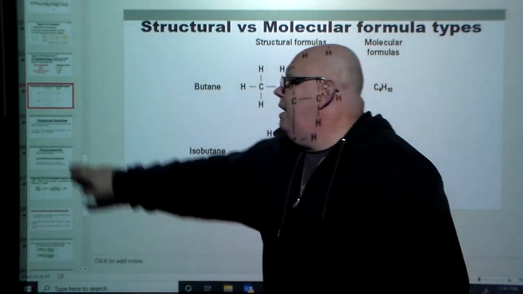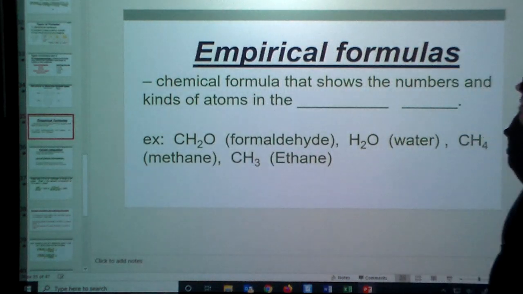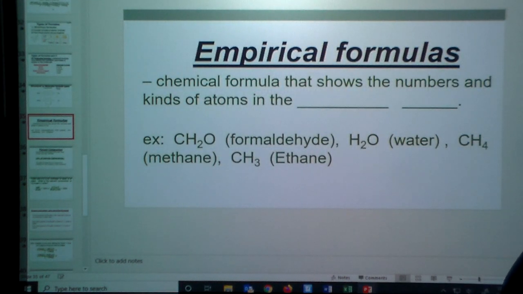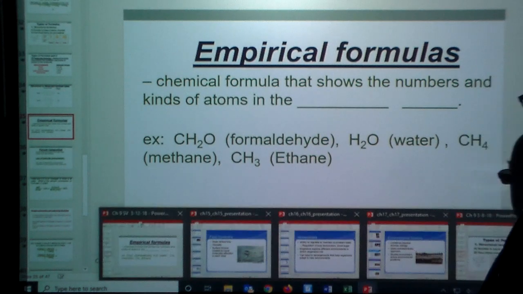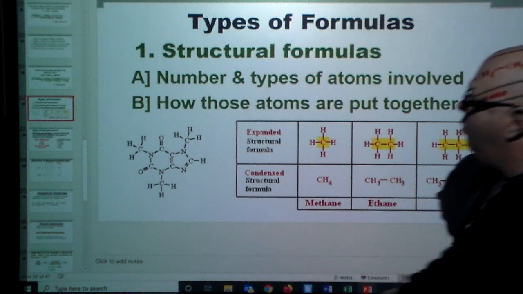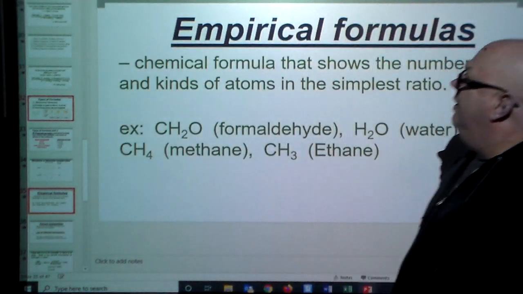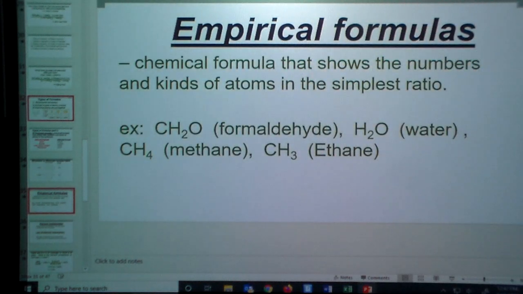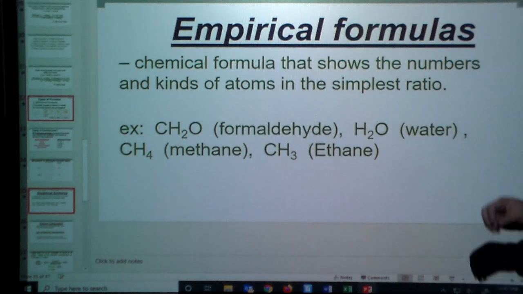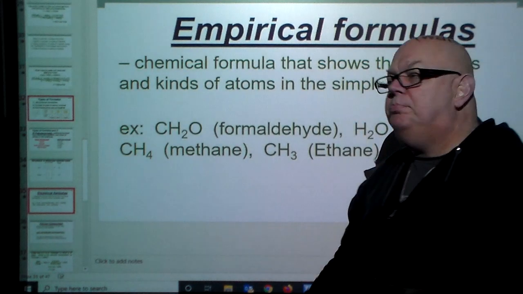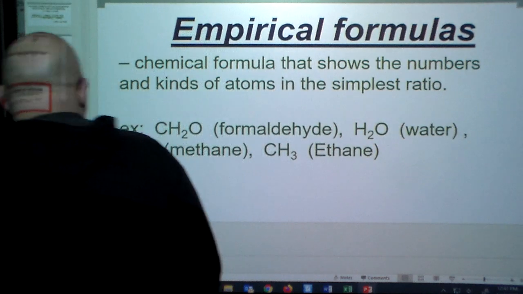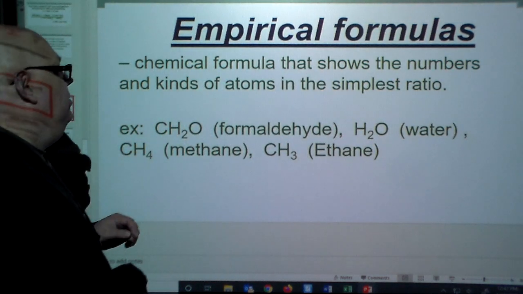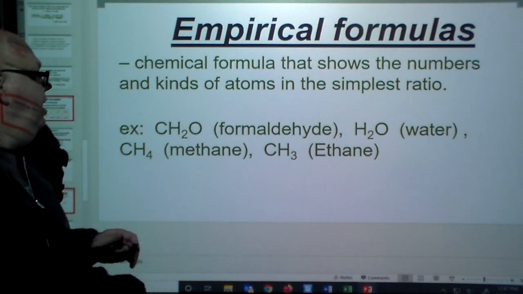Okay, hey, let's round up. Let's wind this one down with empirical. Now, the empirical formula, and I showed you guys the wrong version of the thing. Not a problem because I got the real one right here. Okay, so the empirical formula shows the number and kinds of atoms in the simplest ratio. This is a little bit different, okay? And that's all the empirical formula is.